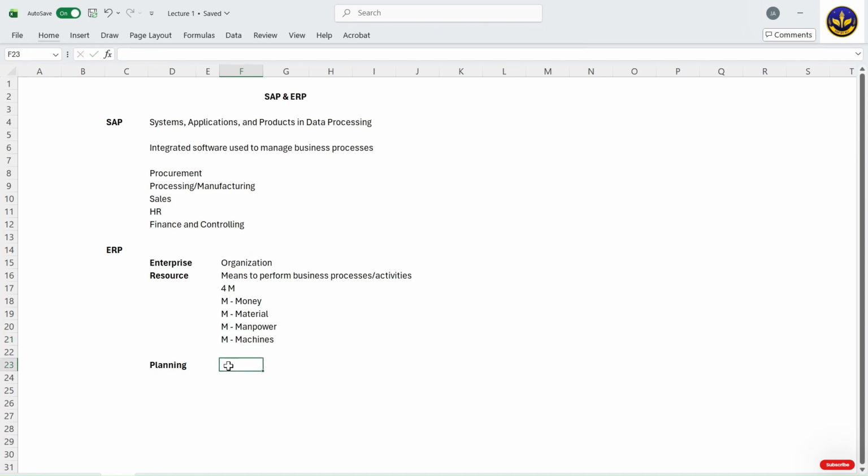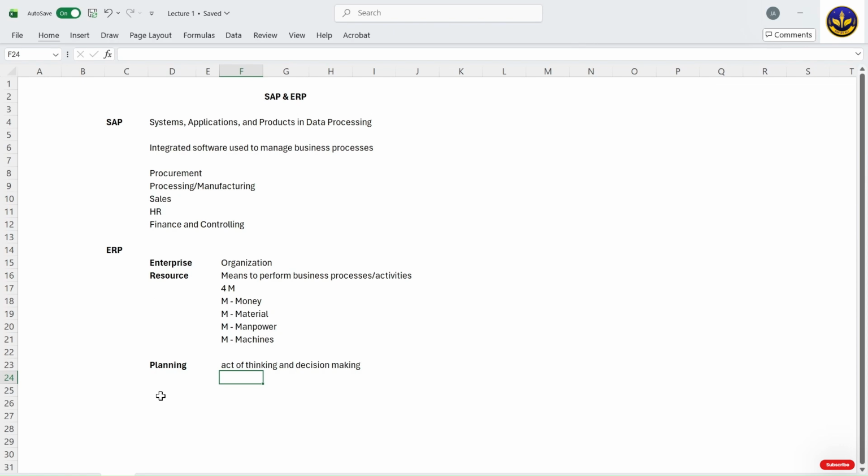Now coming to the planning part. What is planning? Simply, you can say it's an act of thinking and decision making. In planning, usually you take decisions regarding the upcoming activity or the future course of action, what you are going to do, how you are going to do it. So ERP is actually helping you to do all these things, all the business processes.